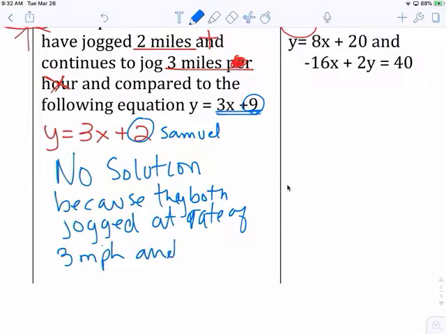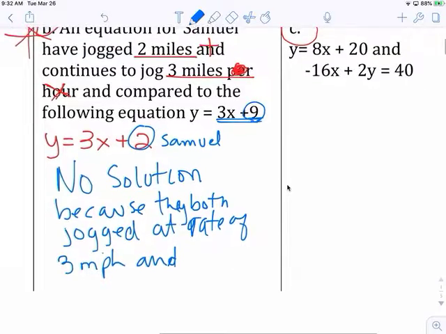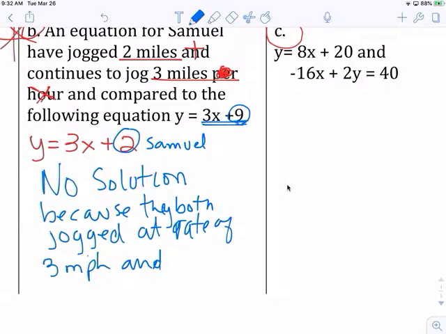And they both start at different places. Or if you put the Y-intercept is different, that's fine too. If you don't understand that this one has already jogged 9 miles and this one has already jogged 2, you can put that the Y-intercept is different. I will accept that also. Okay? On tomorrow's test.